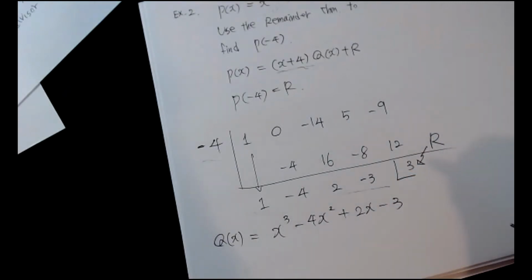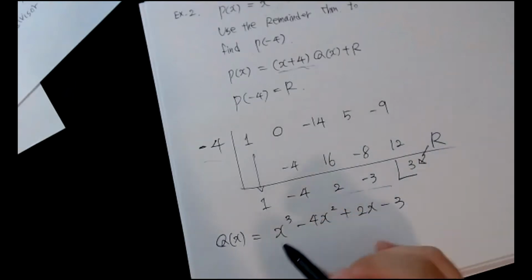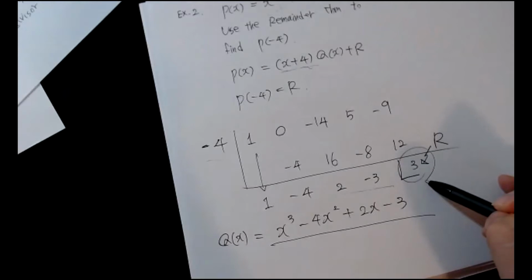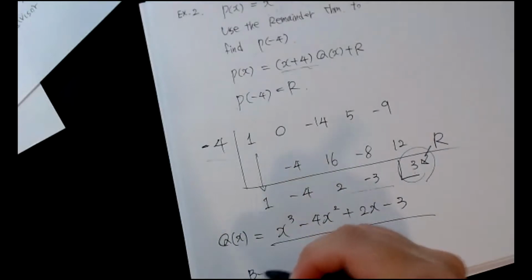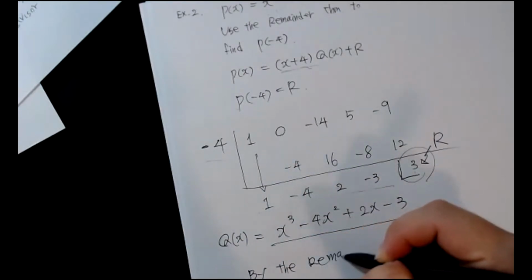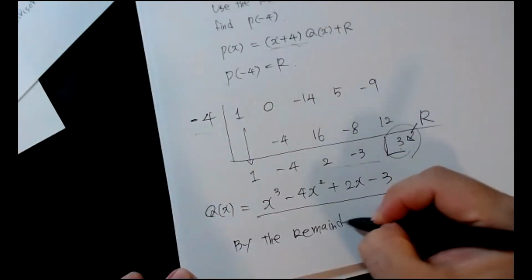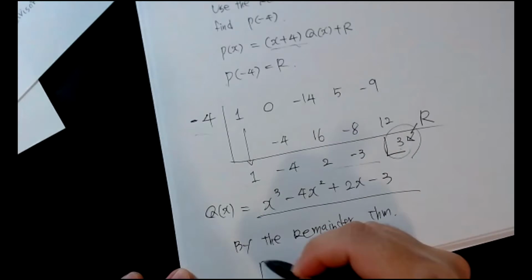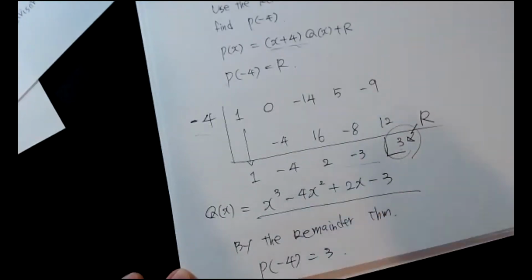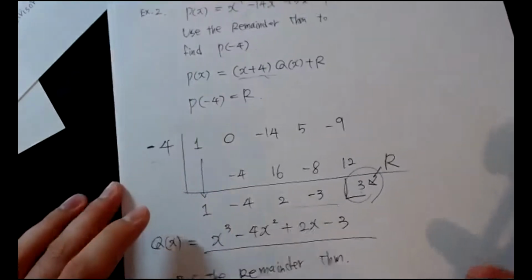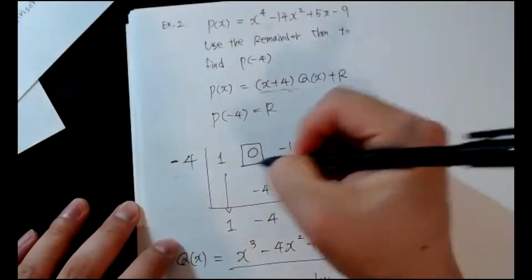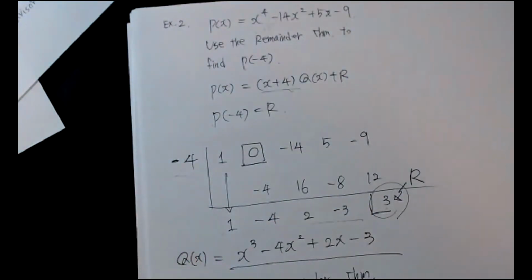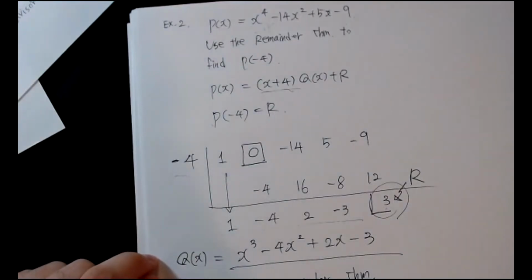So we figured out q of x and the remainder. By the remainder theorem, p of negative 4 is equal to 3. So this is how to use the remainder theorem. The key point is that when you apply synthetic division, you have to include the coefficient, which is 0, of the missing term. So now, next one, the factor theorem.